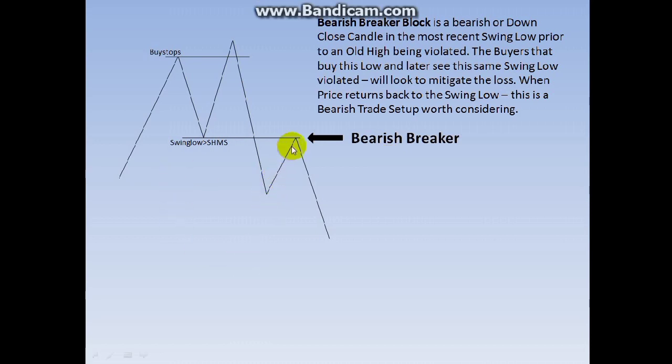So as price trades back up, this is our bearish breaker. Smart money, or rather the retail mindset traders that went long, are going to have to mitigate their losses. They are going to take off the positions that are resting above here and place in more short positions, which will eventually flood the marketplace with lots of orders and create liquidity for a new price leg downward. So this is a bearish trend setup worth considering.